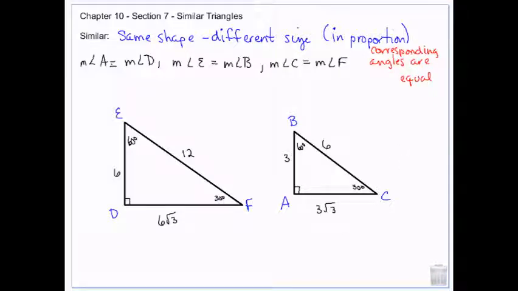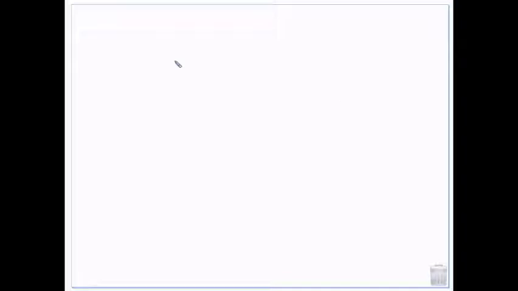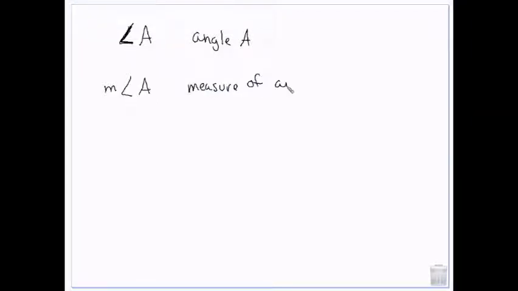Okay, I never really got that. So that little m, let me come over here a second. If I write angle A like that, that just means the angle A. Oh, so that thing is angle. Yeah, this is the symbol for angle. So this is just angle A. If I put a little m in front, this is the measure of angle A.